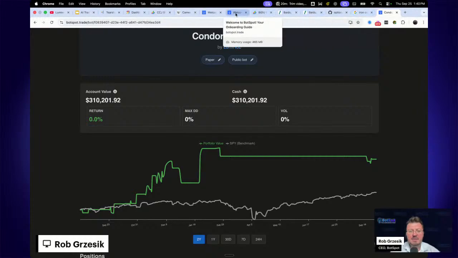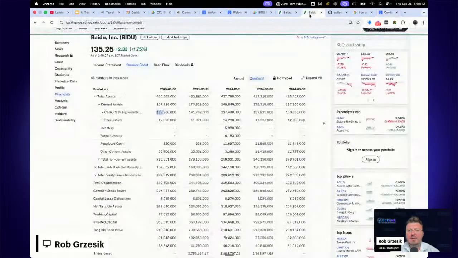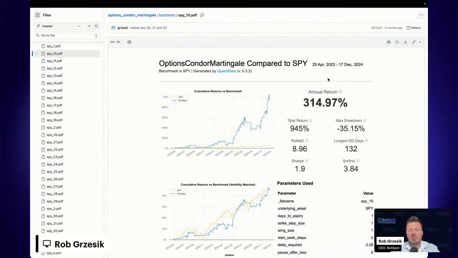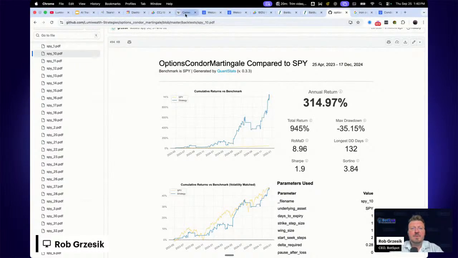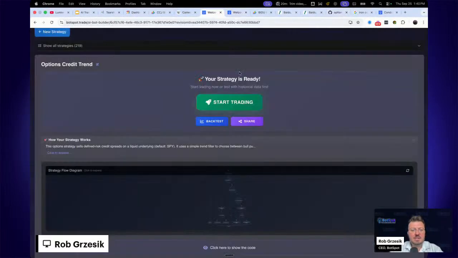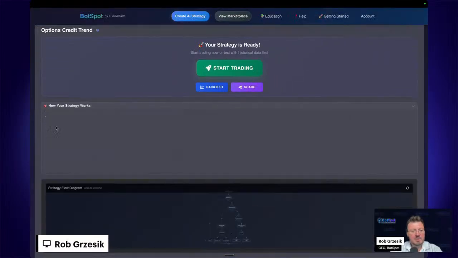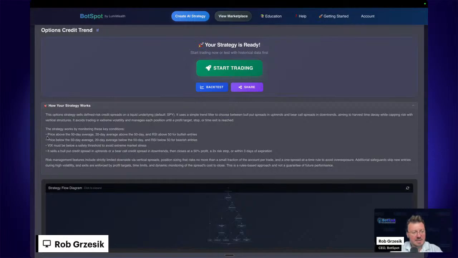Not a bad candidate. We have Baidu and Alibaba that we could trade. I think that is pretty interesting. We have the Nancy Pelosi following bot that I think would be interesting. And let's see what this AI made. It made an options credit trend. Let's see what the heck that AI made. It made something that says price above the 50-day average. Okay, bullish entries, price above the 50-day average or price below. RSI below 50, bearish entries.